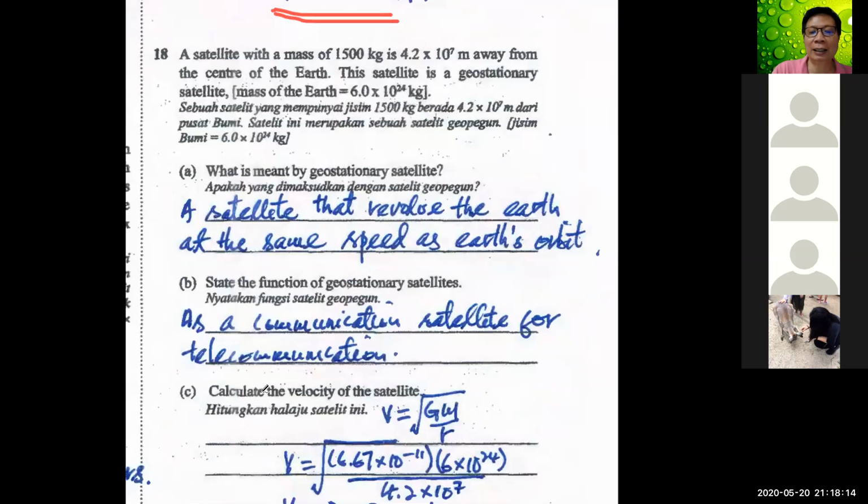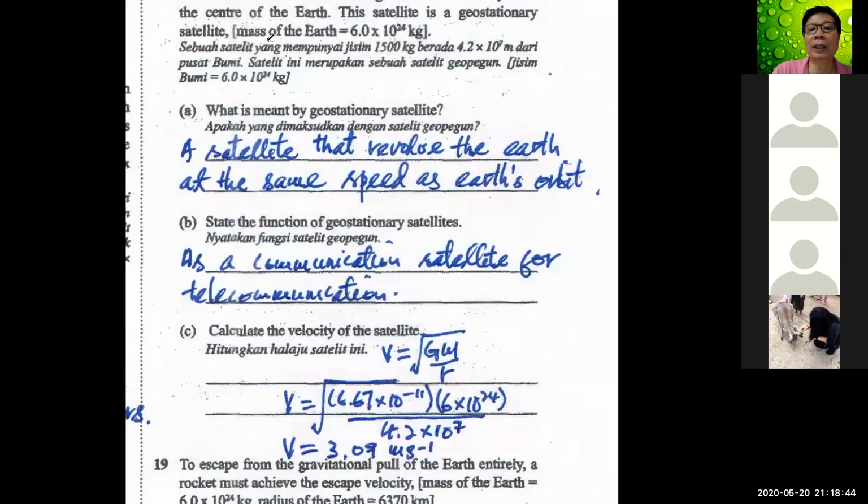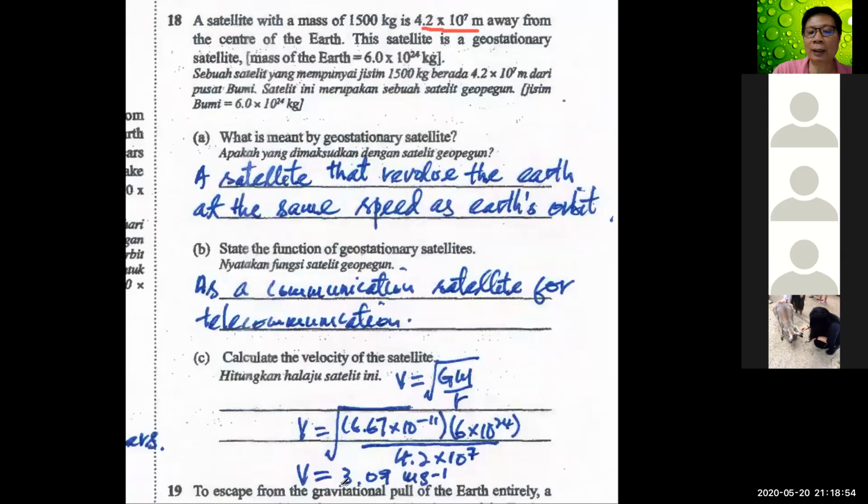Next, calculate the velocity of the satellite. Velocity of a satellite means using the orbital velocity formula: square root of GM over r. G is the gravitational constant, this value we use very often. You better memorize it. And this is the mass of the Earth, 6 times 10 power 24. Then the distance, the radius, is not given in the question, but here it's 4.2 times 10 power 7. Then use a calculator and you get this answer. This is the velocity of the satellite.